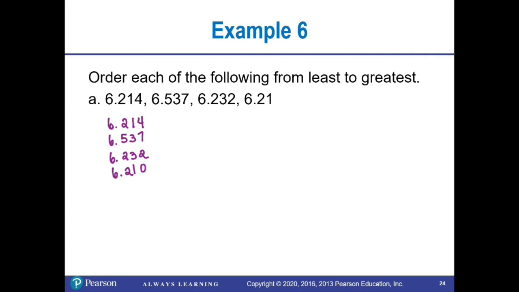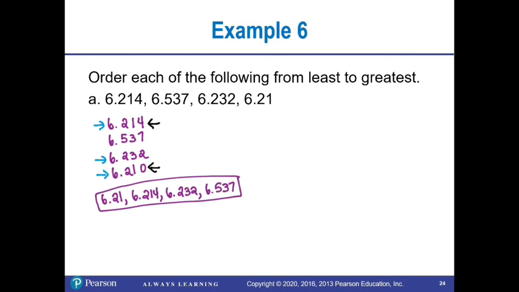Then I'll look at the ones place. The ones place is all the same. Move to the tens place. The 2 is the smaller number in the tens place, and I have 3 numbers that have a 2 in the tens place. So I move to the hundreds place. I compare the digits in the hundreds place for these 3 numbers. I have 1s and 3. The 1 is the smaller digit, so I'm going to compare the numbers that have a 1 in the hundreds place. And I move to the thousands place. 0 is the smaller digit in this thousands place. So 6.21 would be the smallest, then 6.214, the next 6.232, and last 6.537.